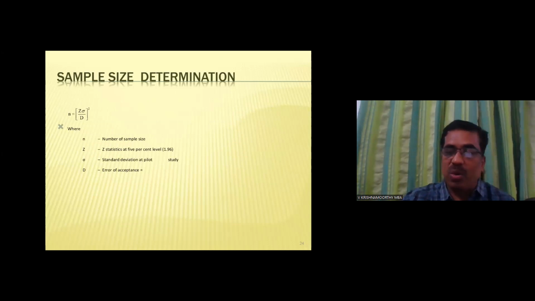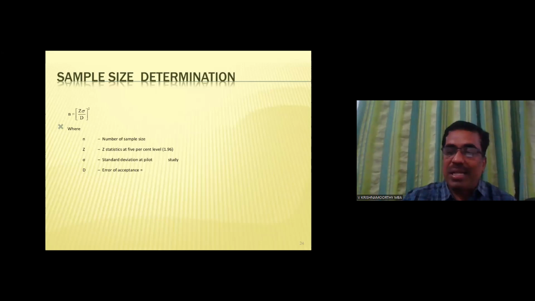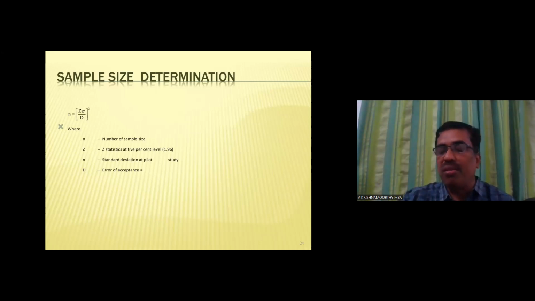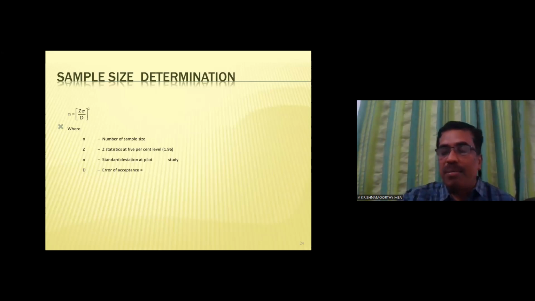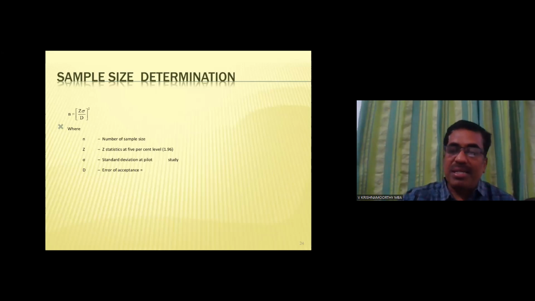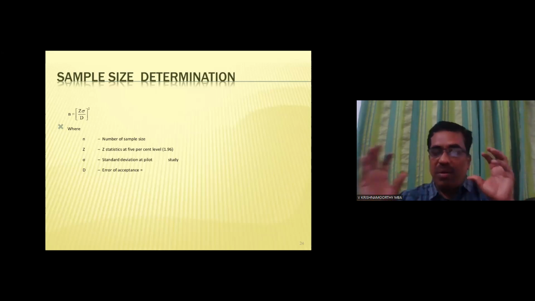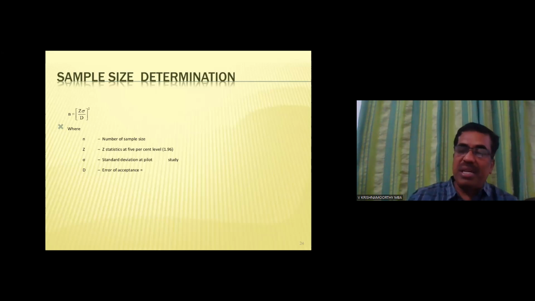Now most scholars might ask one question: sir, when the population is known, or when the population is unknown, how do we select the sample size? This question is invariably asked by the majority of scholars. Or otherwise, in a viva-voce examination, the external examiner may ask how you identified and decided the sample size.